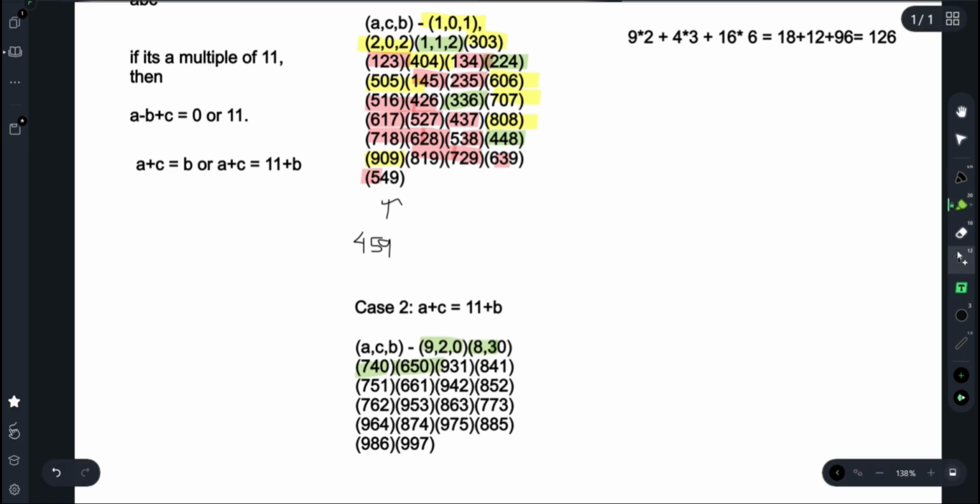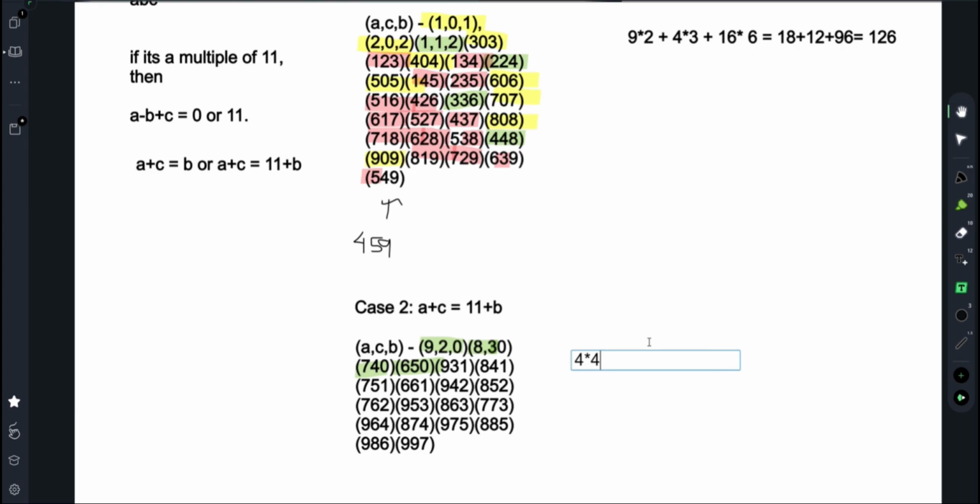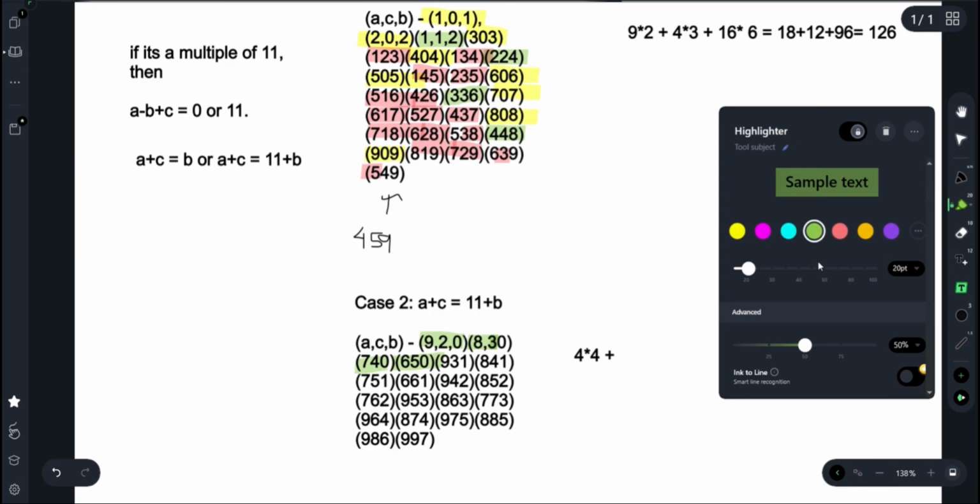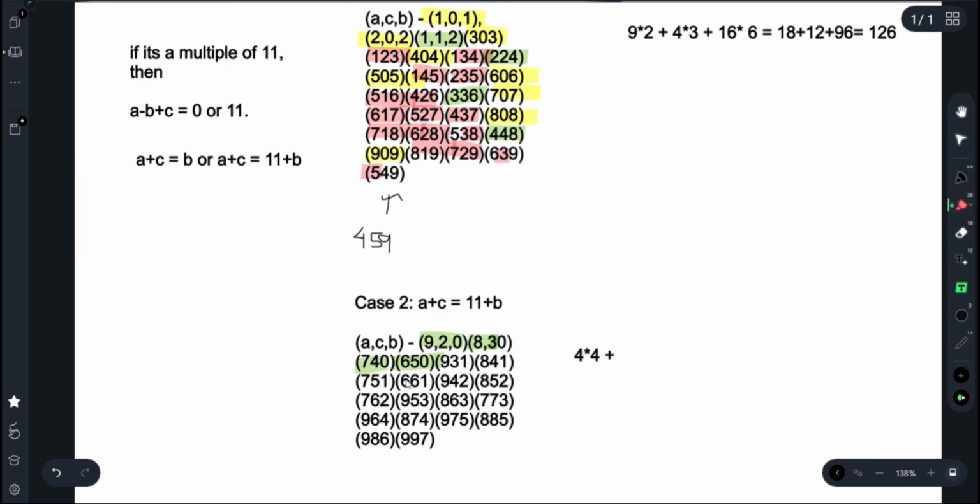And these have 4 possibilities. They have 920, 290, 902, and 209. So this is 4 times 4. And then now for arrangements with 3, we have 661, 773, 997, and 885. This is 4 times 3. And then the rest we just do as follows.